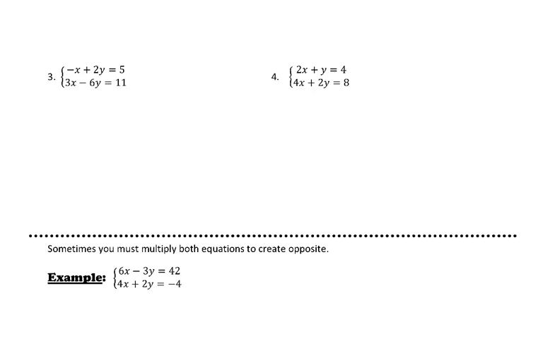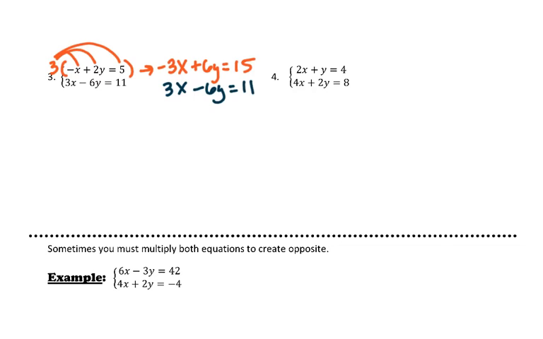All right, so let's say, for instance, on the first one, I see here I have a -x and a +3x, and a 2y and a -6y. And I think, wow, if only this were a -3x, it would cancel out with a +3x. So I decide to multiply the top by 3. And that gives me that -3x I wanted, a 6y, and a 15. And the bottom I didn't change, and it stayed 3x minus 6y equals 11.